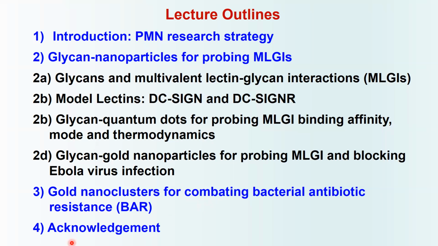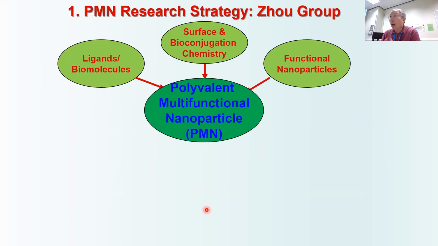Okay, right. And then the third part is going to be on gold nanoclusters for combating bacterial antibiotic resistance, and of course, the final is going to be on the acknowledgement. So, what is really a PMN strategy? What we do here is to use nanoparticles as scaffolds. We can play with surface and bioconjugation chemistries, so we can optimize and maximize the accessibility and function of these ligands and biomolecules.